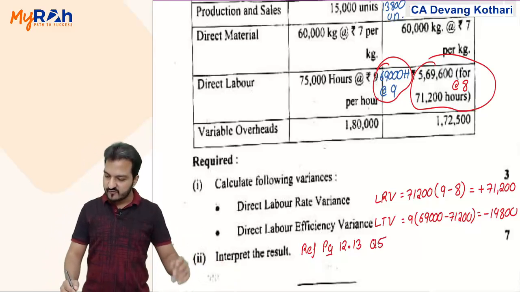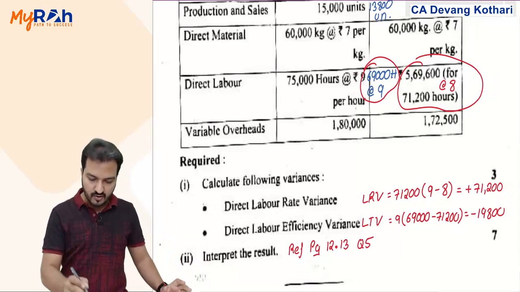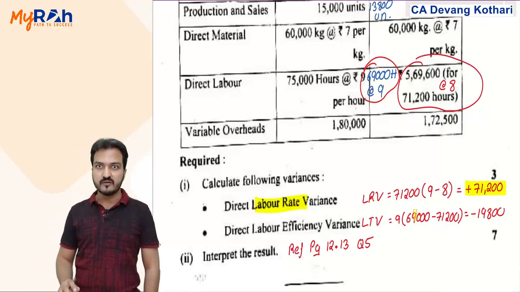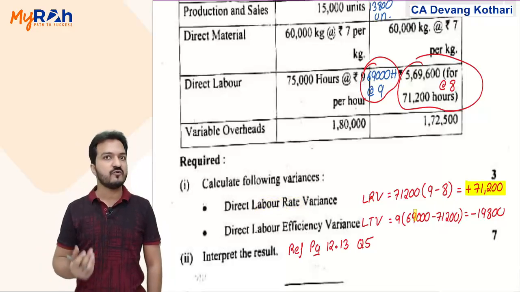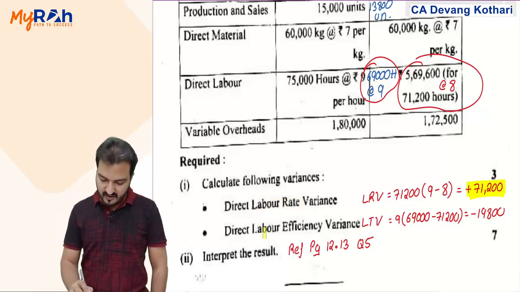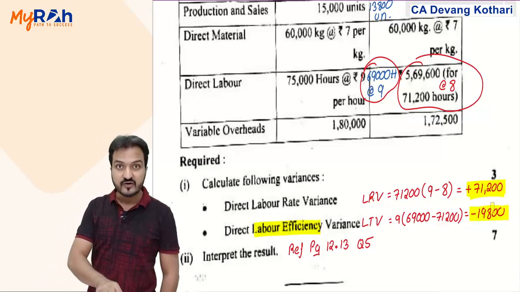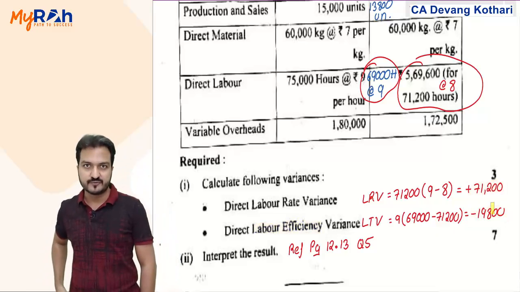Same interpretation. What will I interpret here? I'll just discuss orally, but if you want the writing, you can see the book. I'll say that labor rate variance is favorable. It means that I have paid a lesser rate for labor, but my efficiency variance is adverse. Efficiency variance is adverse means that my workers took more time to do the production.